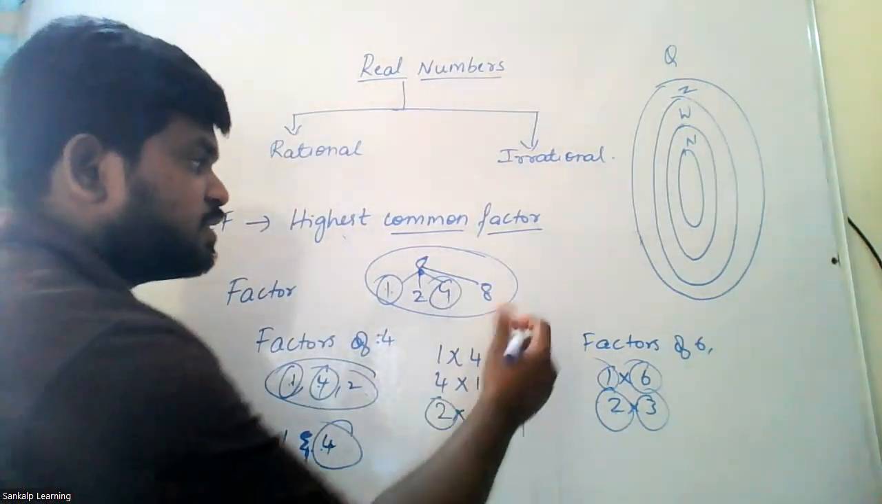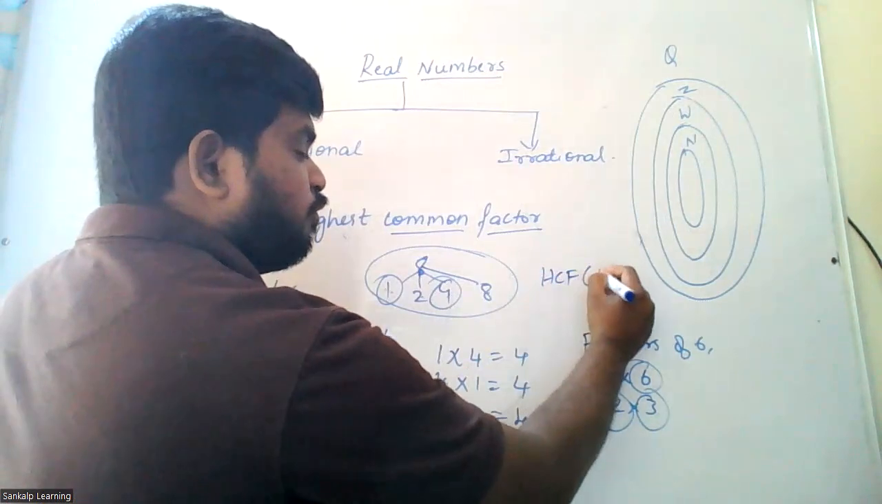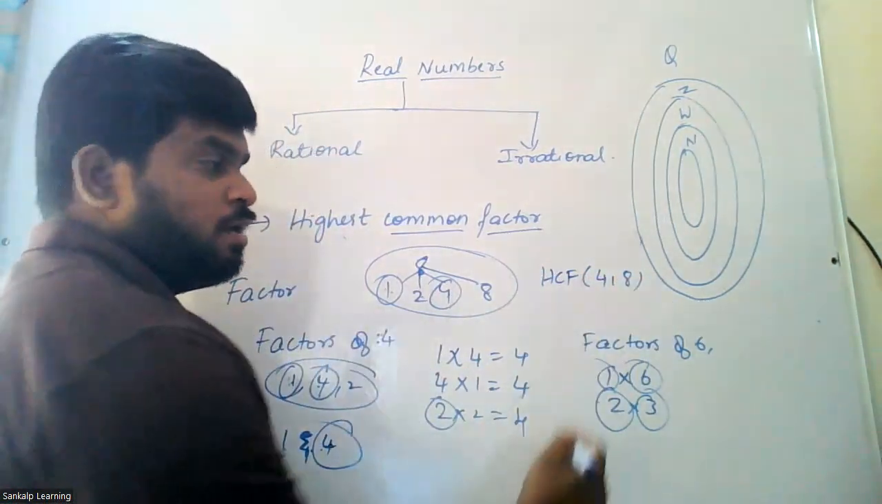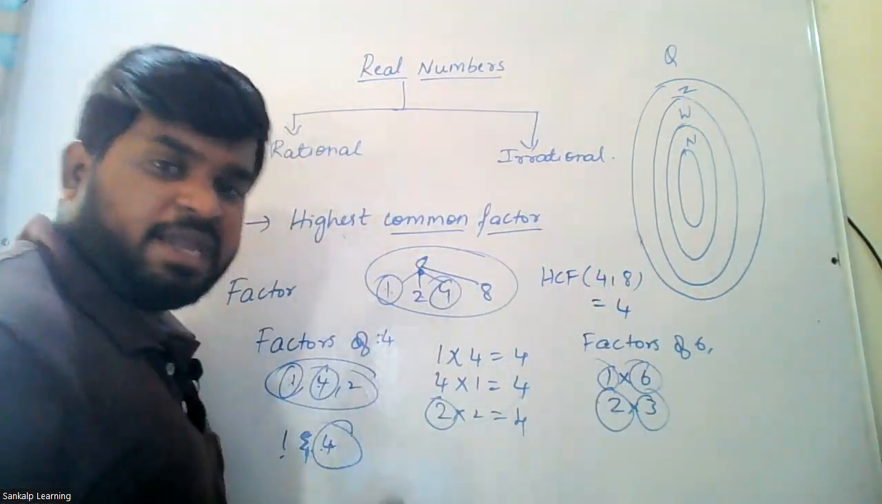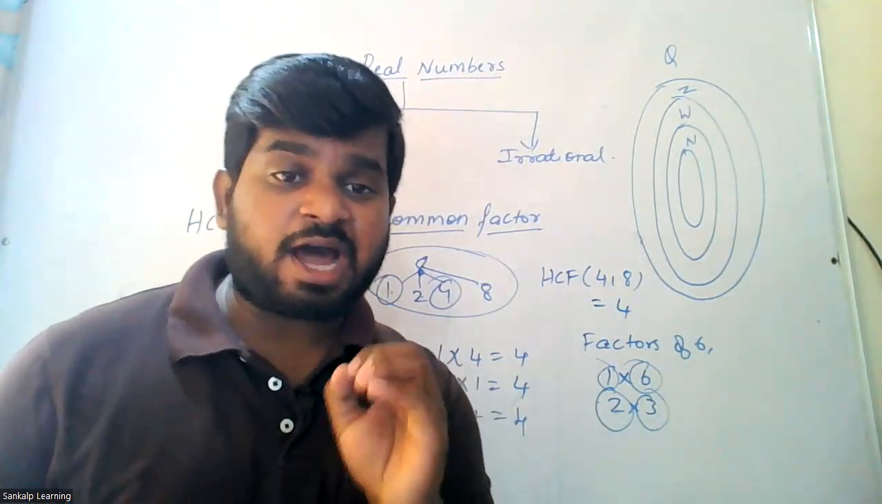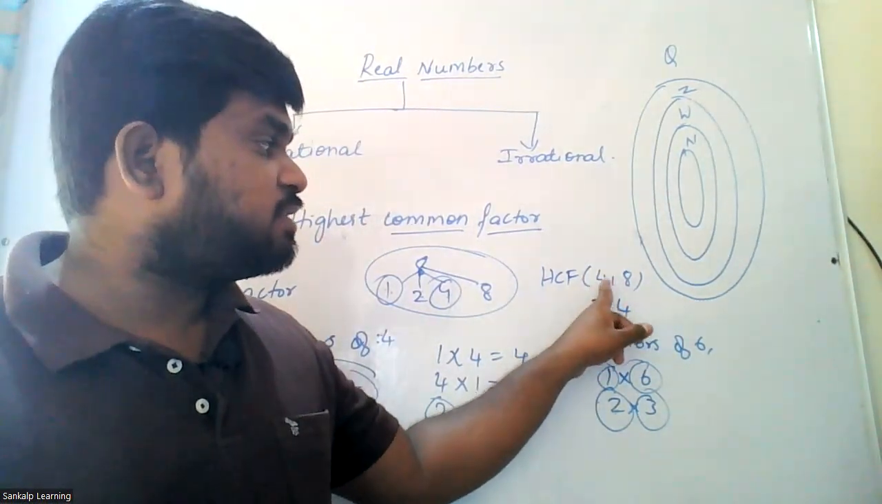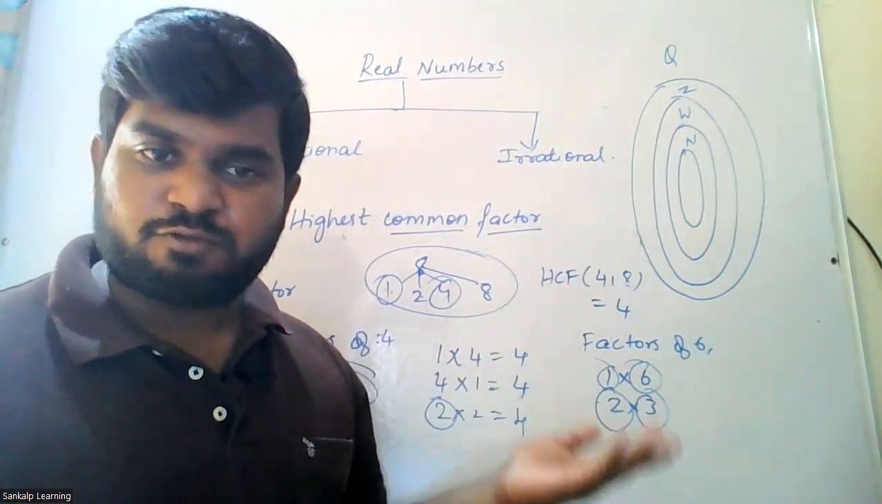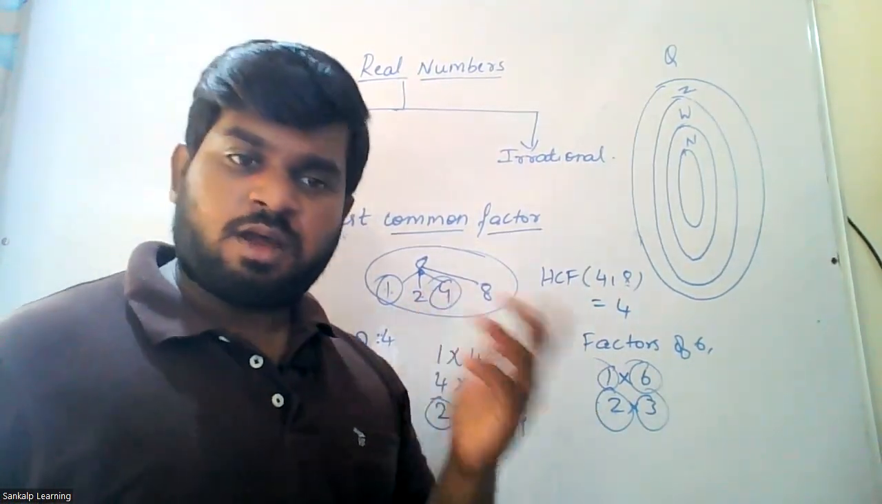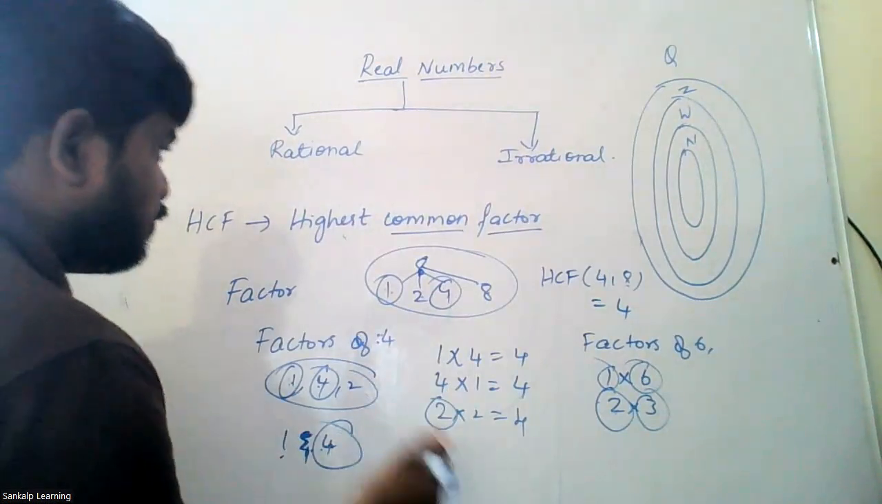If the question is HCF of 4 and 8, meaning which is the highest number that divides these two numbers? It is 4. As simple as that. You need not do all this stuff. You can directly do it.